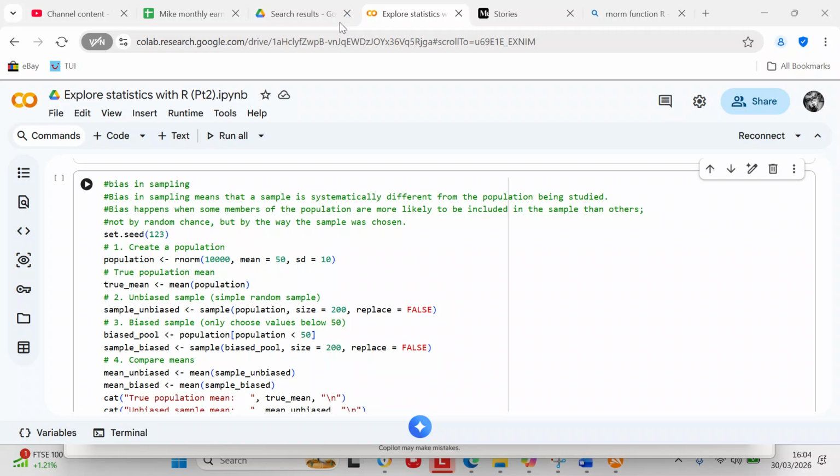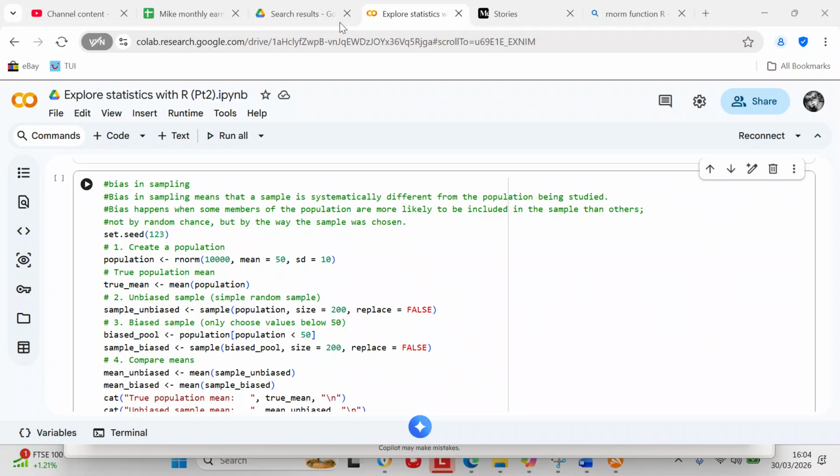Bias in sampling means that a sample is systematically different from the population being studied. Bias happens when some members of the population are more likely to be included in the sample than others, not by random chance, but by the way the sample was chosen.